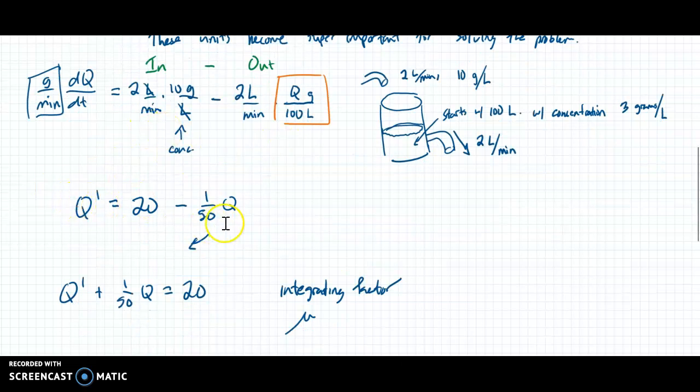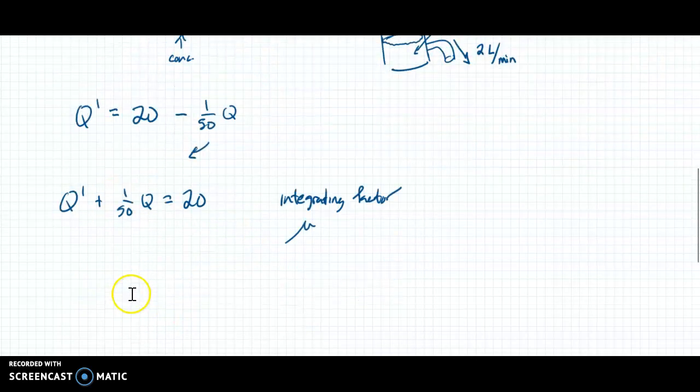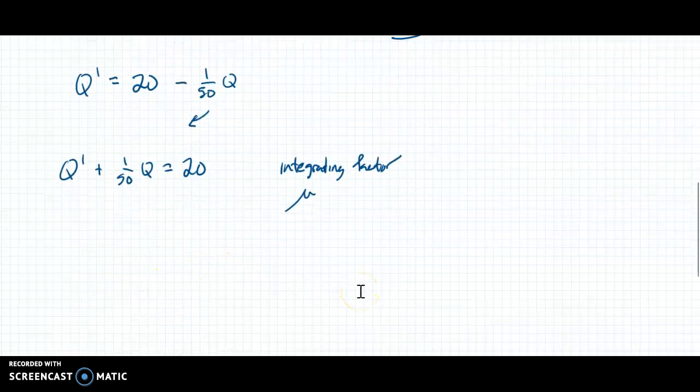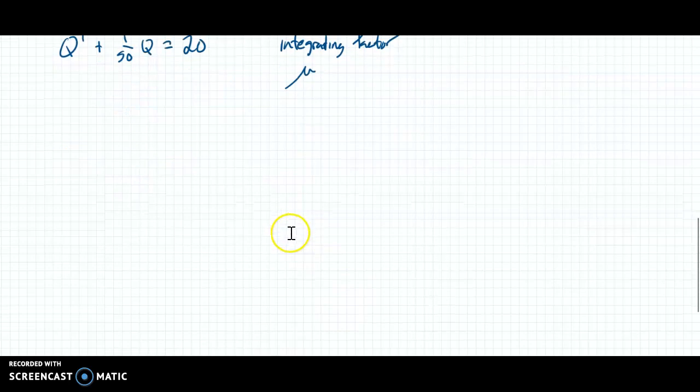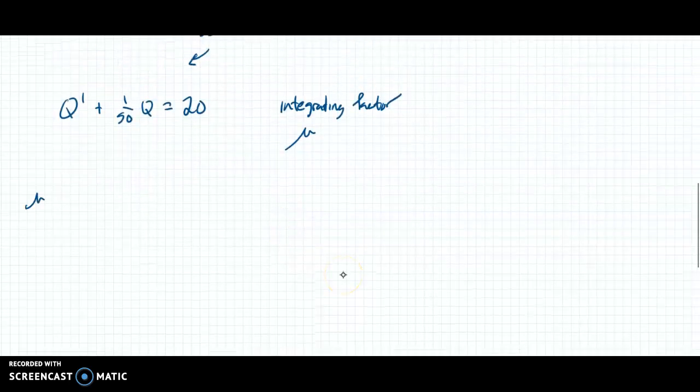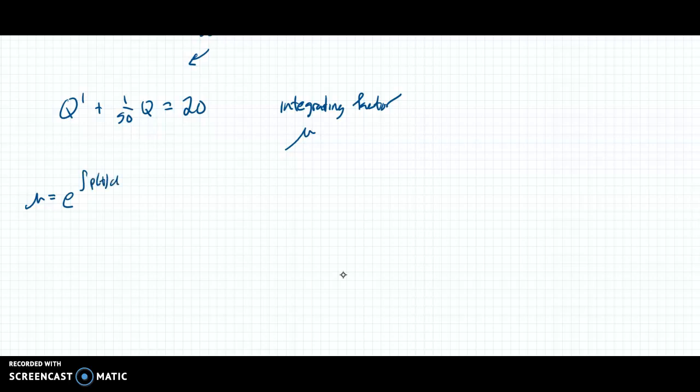And then I got this, which simplified down to this, and then I moved this over and I said, oh snap, I can use integrating factor. So let's jump into the integrating factor part of it. Mu is equal to e to the integral of p(t) dt, where p(t) is 1/50. So that is e to the integral of 1/50 dt, which is a simple integral to do. It just gives me e^(t/50).